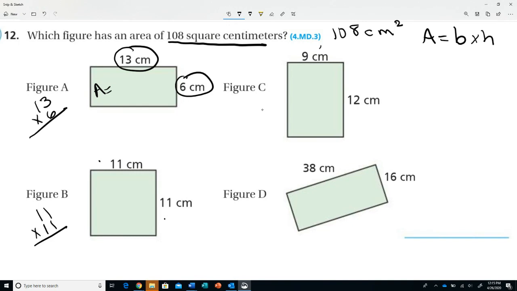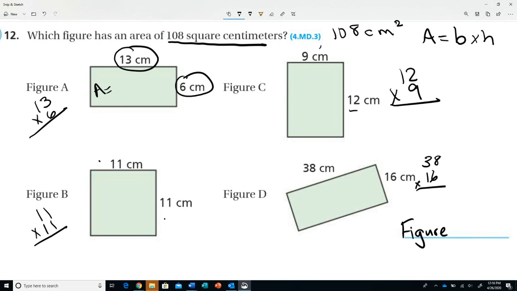Over here, we have 9 and 12 for figure C. So the question here would be, what is 12 times 9? Over here, you have 38 and 16, which is rather large. And I think with some common sense here, you might be able to eliminate figure D, those numbers are just too big to give me an answer of 108. So good luck on this question. Again, I'm not looking for a numbered answer here. I'm looking for words. So is figure A 108 square centimeters, or is it figure B, figure C, or figure D?